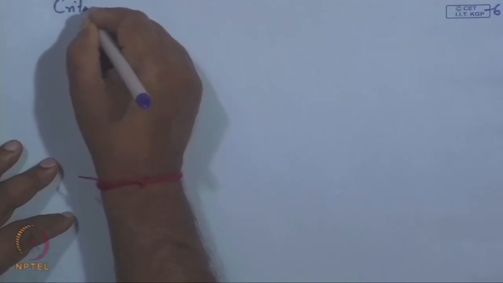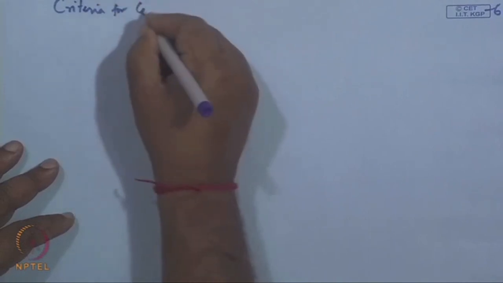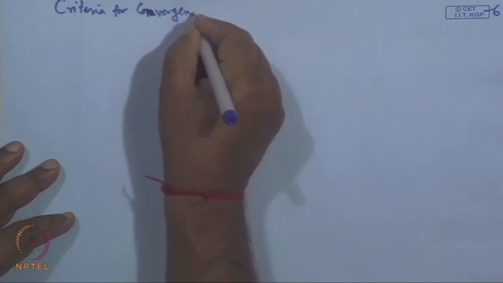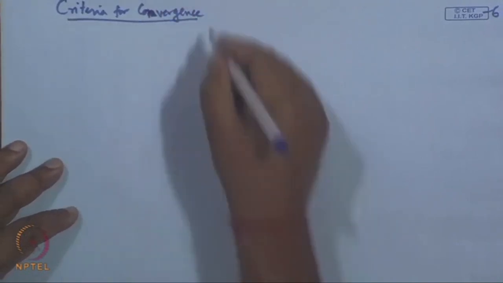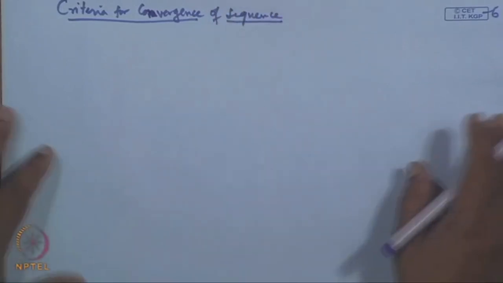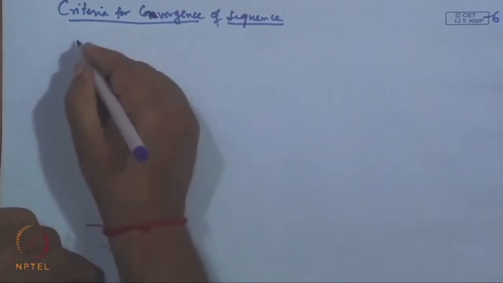Now, before going further with convergent sequences, we also developed some criteria to judge whether a given sequence is convergent or divergent. So, the criteria for testing the convergence of a sequence of rational numbers, let it be. We are dealing with the rationals first.